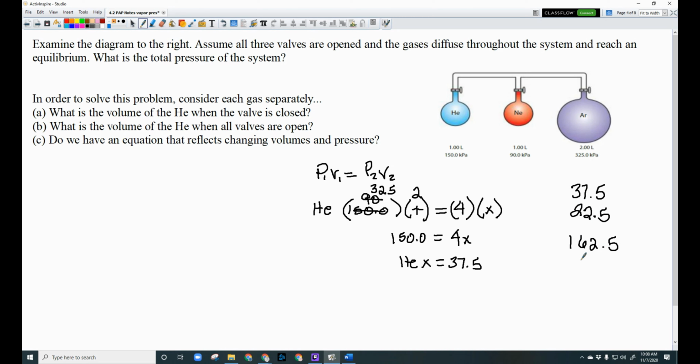Now remember, Dalton said all we have to do to get the total pressure is just to add these up. So we have 37.5 plus 22.5 plus 162.5. That's going to give us a total pressure of, let's see, how many sig figs do we need? 223 kPa is our total pressure. All right, so we just have to use the before and the after for each one of these gases and then add it up.